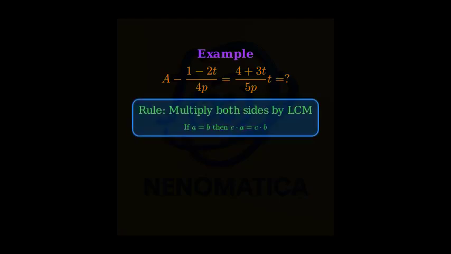Let's start with our equation. We have a minus (1 minus 2t) divided by 4p equals (4 plus 3t) divided by 5p, and we need to find the value of t. For our first step, we need to eliminate the fractions by multiplying both sides by the least common multiple of the denominators. In this case, the denominators are 4p and 5p, so we'll multiply both sides by 20p.